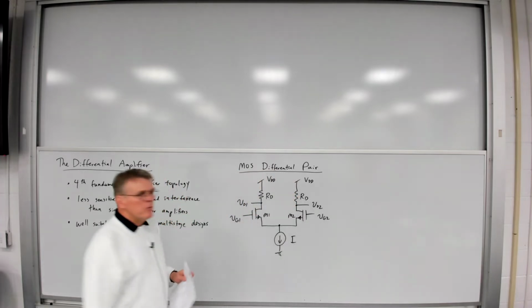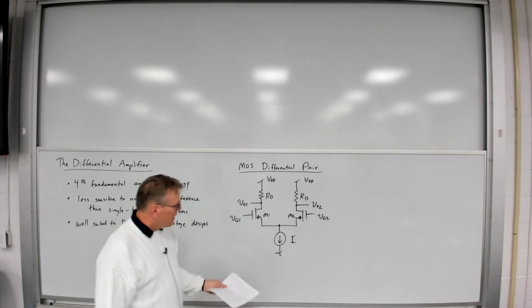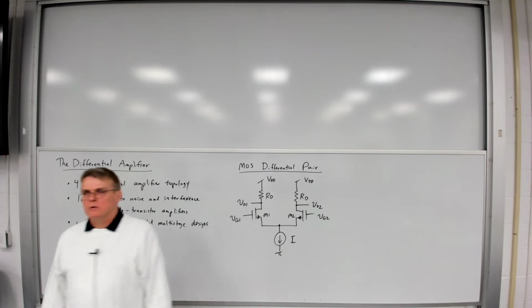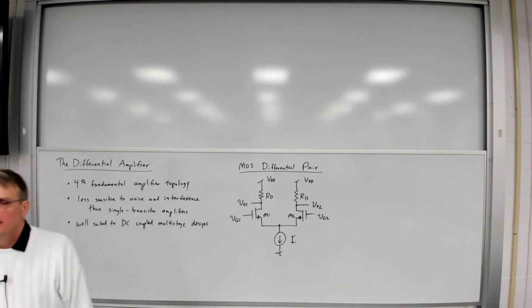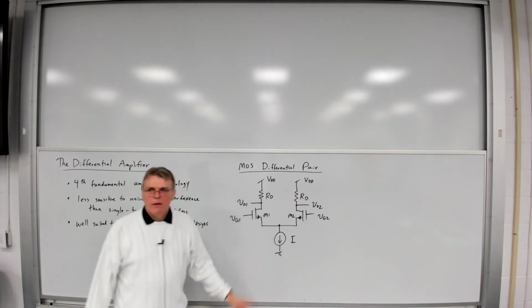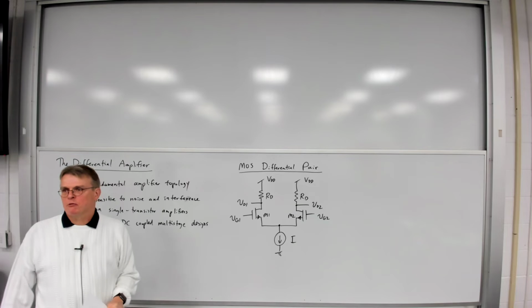So here's the MOS differential pair, which consists of two transistors. And for the sake of simplicity, I'm going to assume we have an ideal current source connected here. And I'm going to have two resistors, R sub D. Now, what's interesting about this design is it's symmetrical.